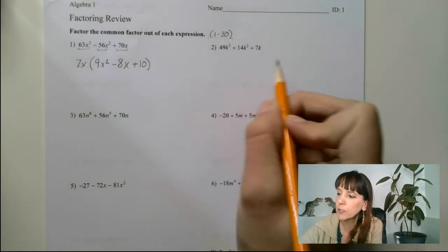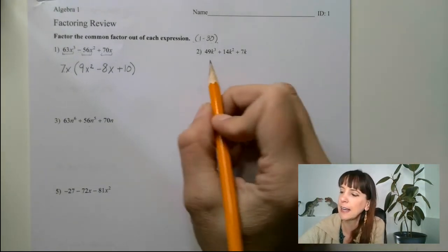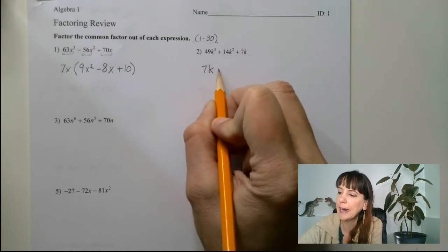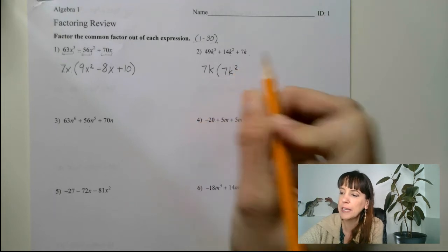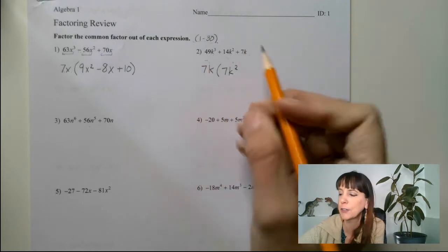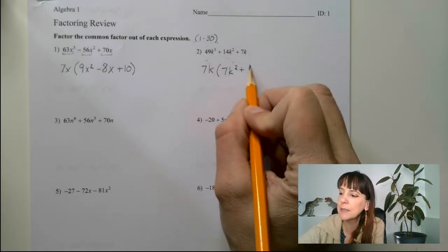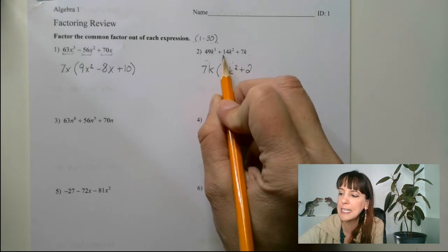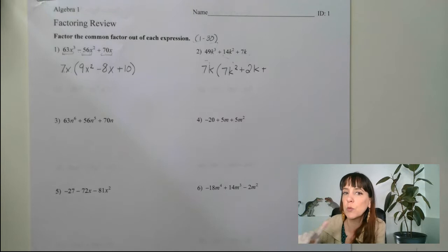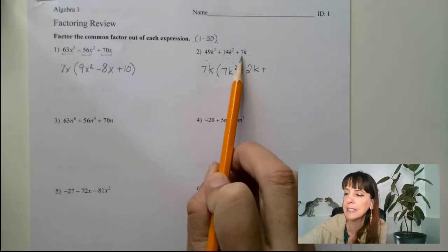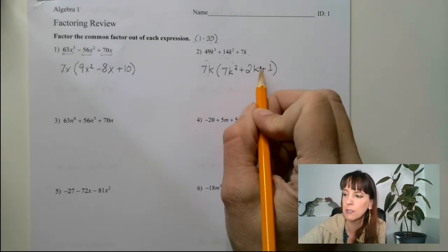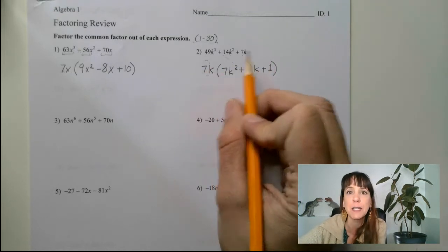So let's try this one. Looks like we're on a roll for 7s today. 7, and then there's k to the third, k squared, k to the first. So we're just going to take out 1k. That leaves us with 7k squared, because if we were to distribute now, 7k times 7k squared would give me 49k to the third, plus 7 times 2 will give me 14, and k times k will give me k squared. Plus, now this is really important. What do I need to multiply 7k by to get 7k? I have to multiply it by 1. We have to have that 1 placeholder there, okay? Don't just close it off right here, because you have to have something to distribute that to.